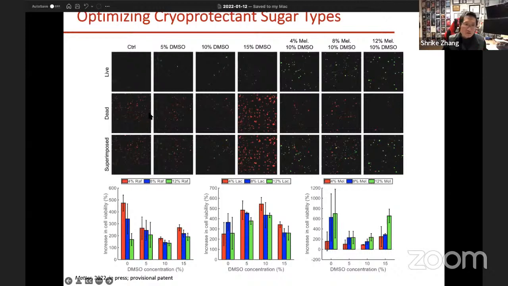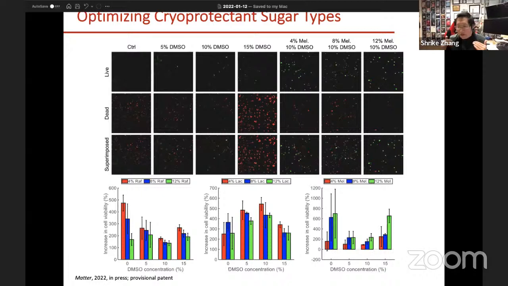So with the control group without anything in there, of course, cells are pretty much dying after freezing. With 5% DMSO it's getting better, 10% is getting even better. 15% is a very high concentration, and the cells actually started to die off again. But if you look at 10% DMSO, for example, even if it's getting better, it's not ideal, right? Because you still see a lot of dead cells in there. So now we look at how you can further increase the cell viability during this freezing process by incorporating other molecules, basically polysaccharides, right?